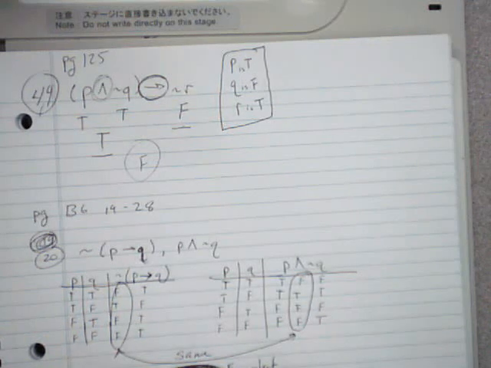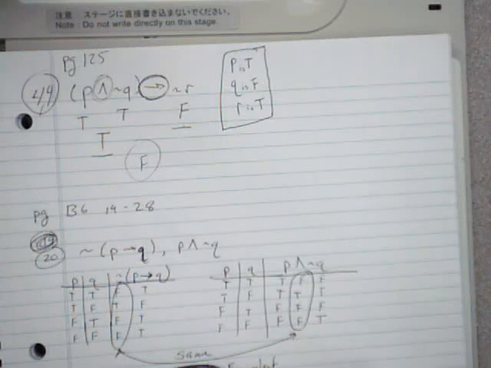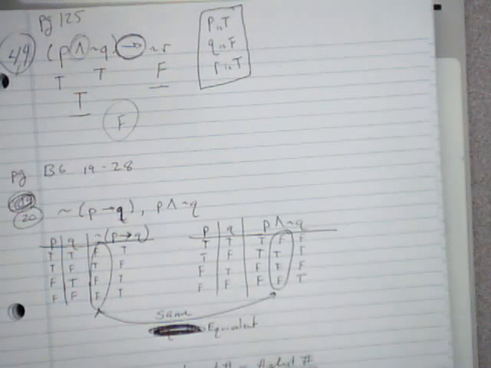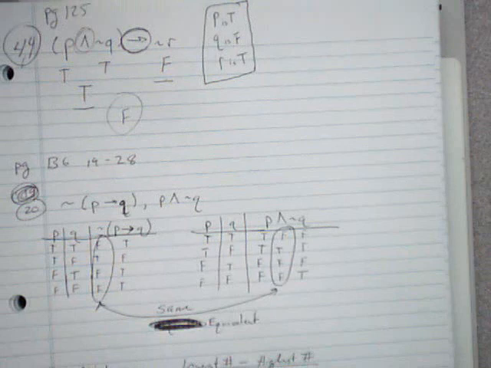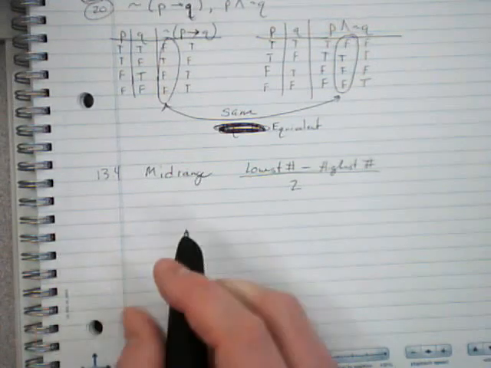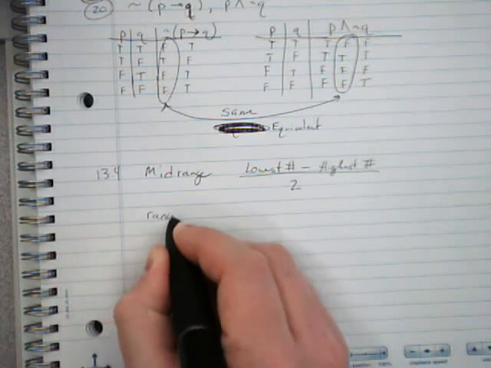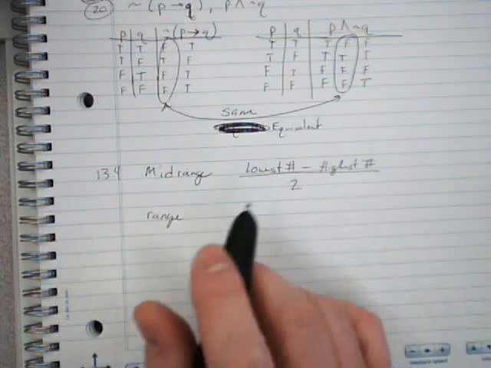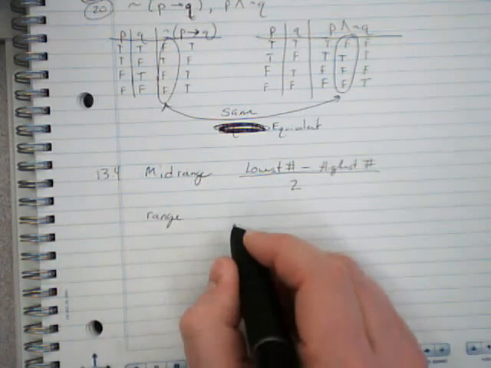Okay, mid-range: you take your data set, you take the lowest value and subtract it from the highest number, and then you divide it by 2. It's mid-range because it's in the middle, like you're taking your half. Range is just your highest minus the lowest.